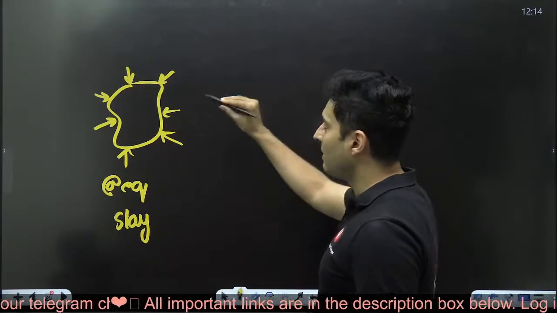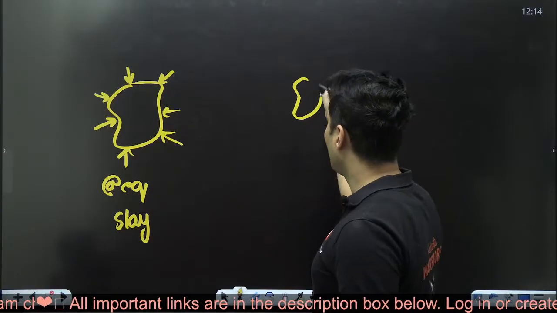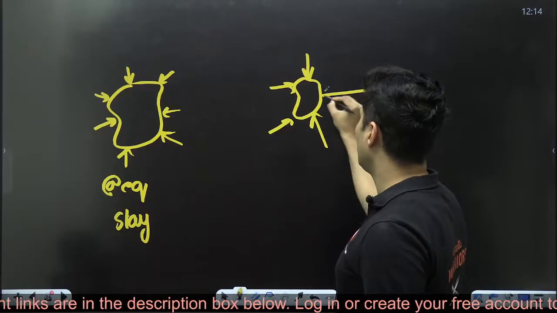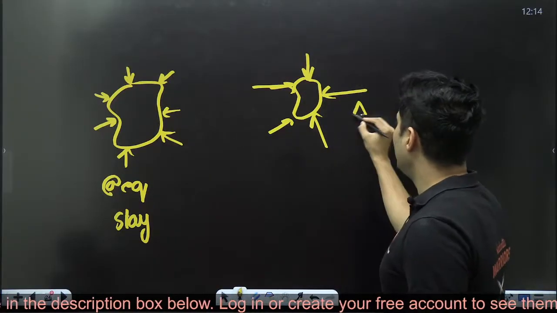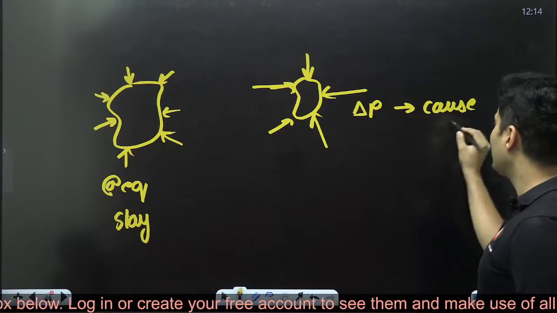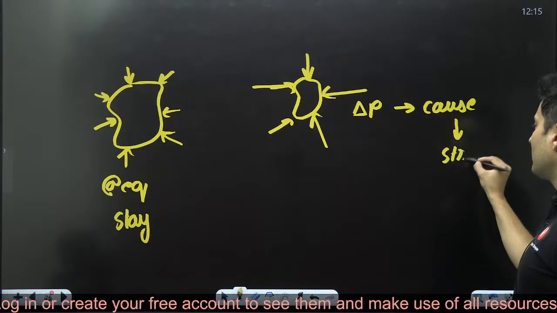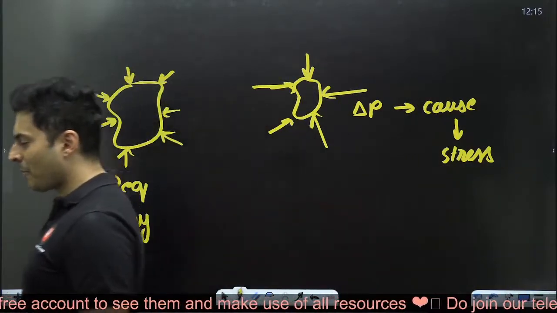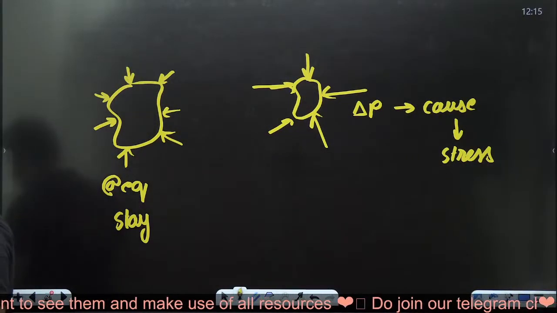But if that same balloon, now you want to compress it, you will obviously apply more pressure onto it, right? So there is some delta P. That delta P is the cause. So that is the stress, not just the pressure. Is that clear now? Understood?